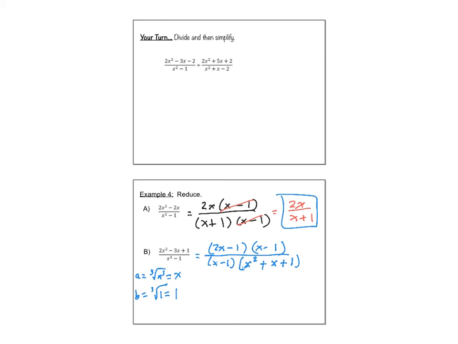All right, so let me write that out here. So a minus b times a squared plus ab plus b squared. That's what we put in there. So now what can cross out? The x minus 1's. And so what are we left here with? 2x minus 1 all over x squared plus x plus 1. So there we have it.